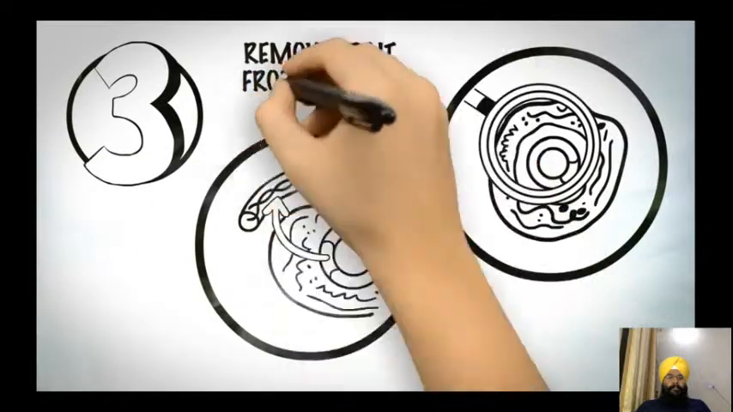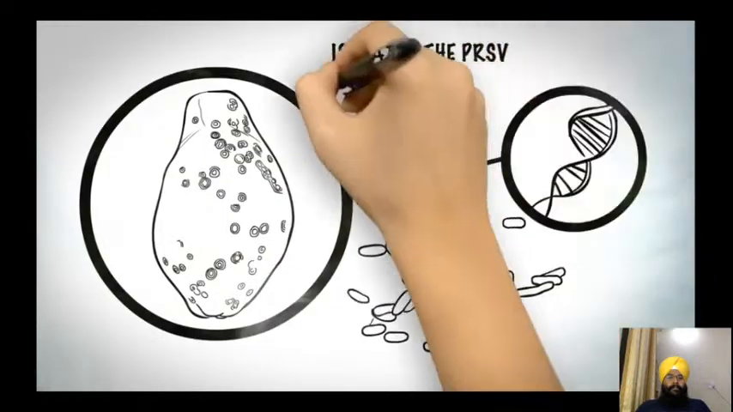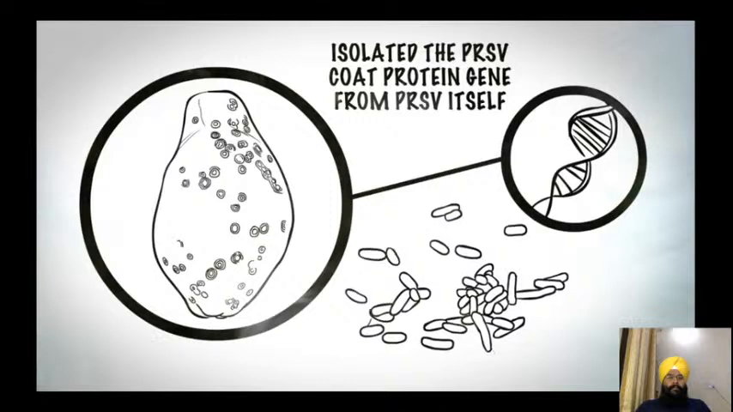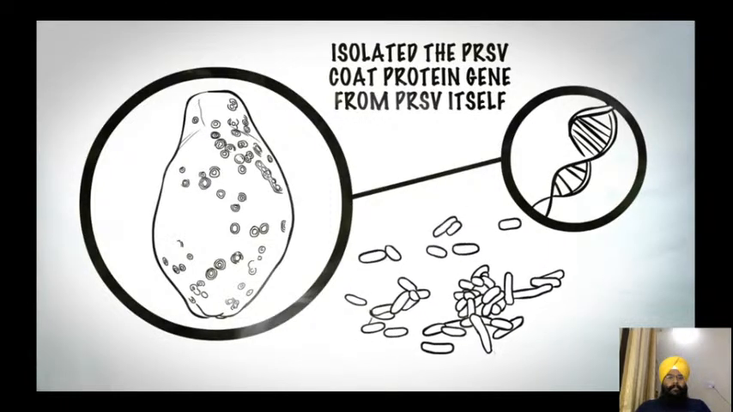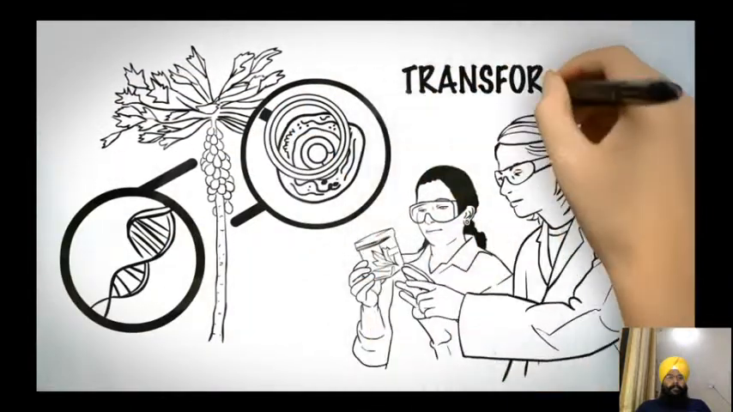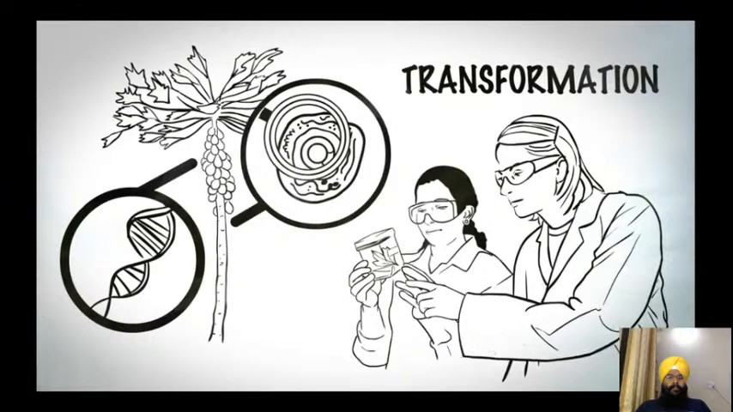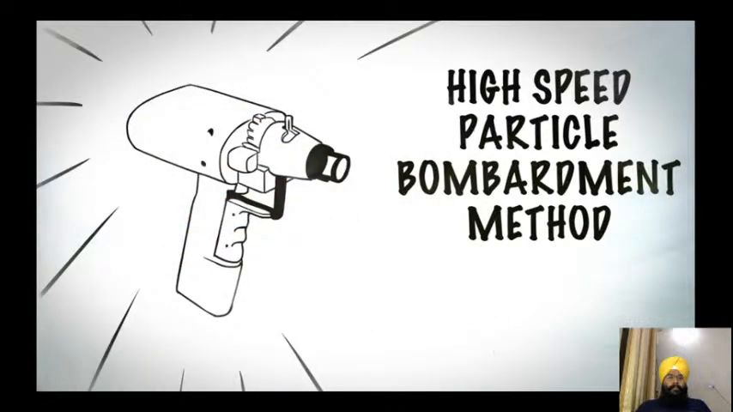Step 3. Copy the trait from a donor organism and implant it into the plant's DNA. Researchers isolated a PRSV gene from the virus itself. Then they needed a way to get the genetic material into the papaya plant's own DNA. Researchers deployed a commonly used technique in biotechnology called transformation, a process by which a copy of genetic material from a specific trait is inserted into cells. There are many ways to transform a cell. In this case, the researchers used a high-speed particle bombardment method. Through a high-pressure insertion device, the gene from the virus was inserted into the DNA of the papaya seed.